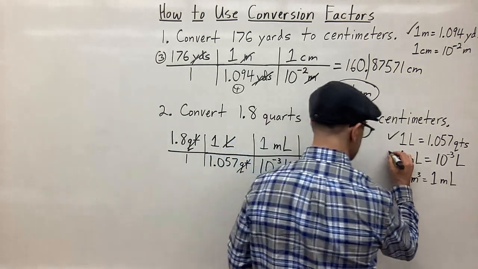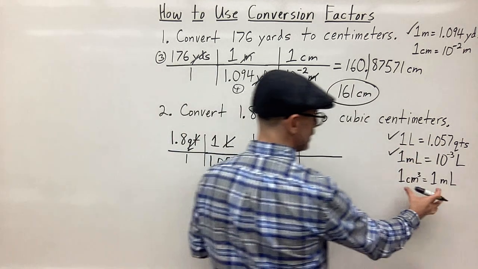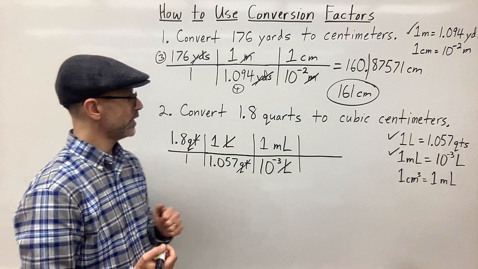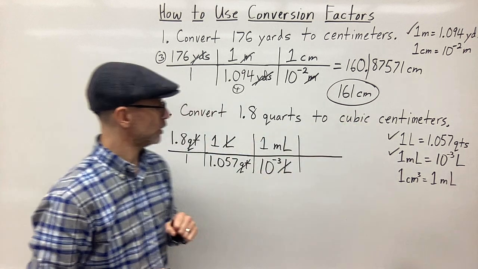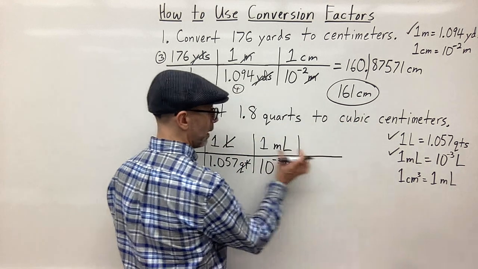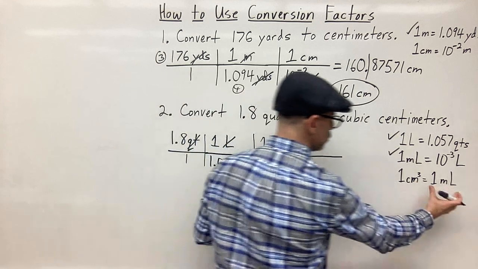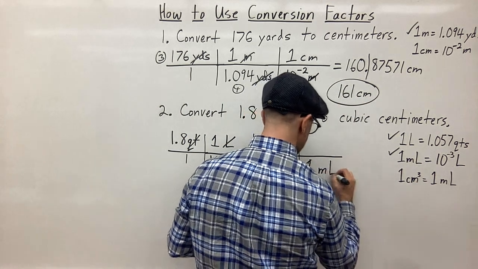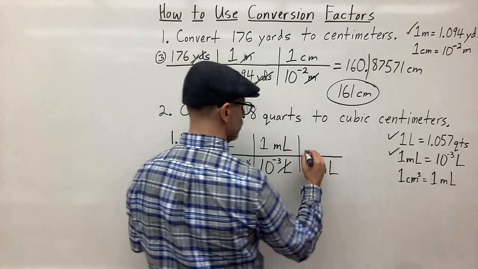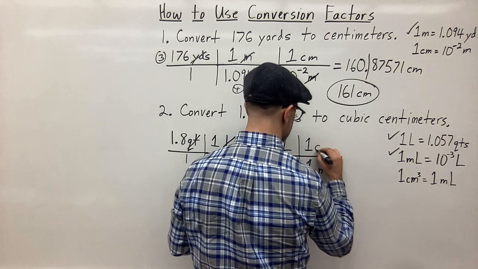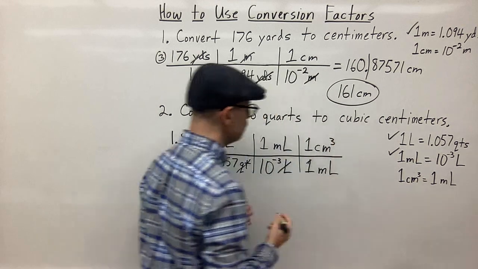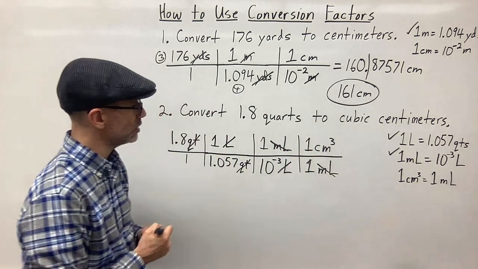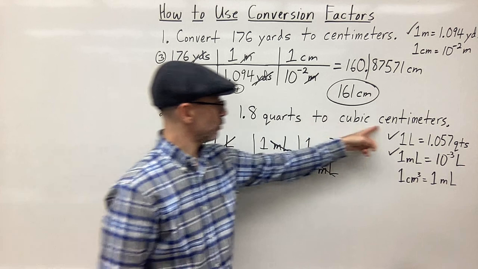And so I use this one. So I do have this here. I have 1 milliliter is equal to 1 centimeter cubed. So I can use that to convert to cubic centimeters. So I'm going to put milliliters on the bottom. So 1 milliliter goes on the bottom, and 1 centimeter cubed goes on top. Milliliters cancels out. I have cubic centimeters on the top. That's exactly what I want.